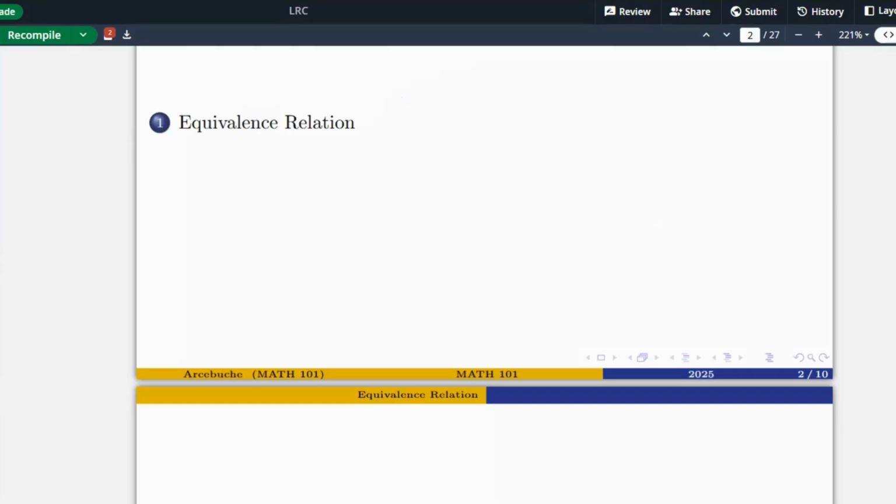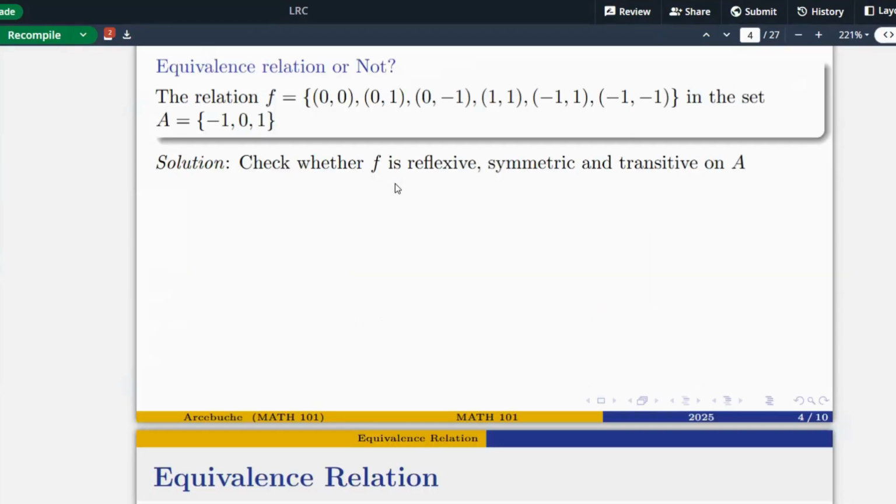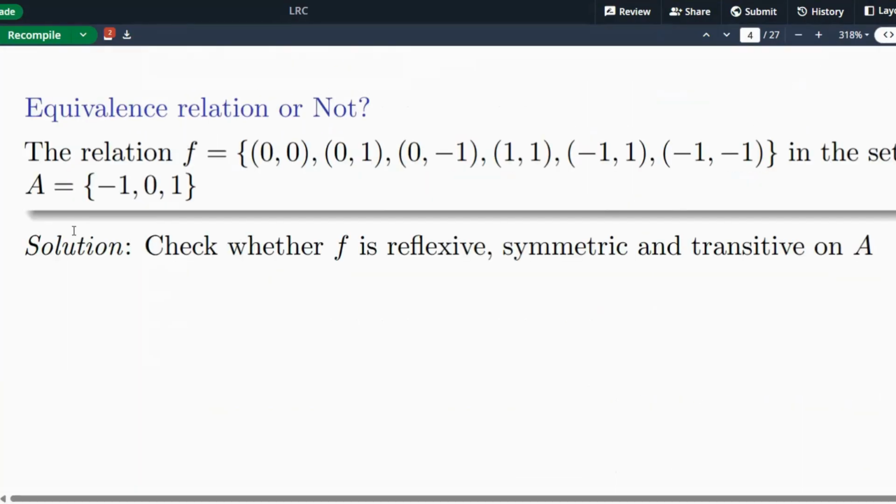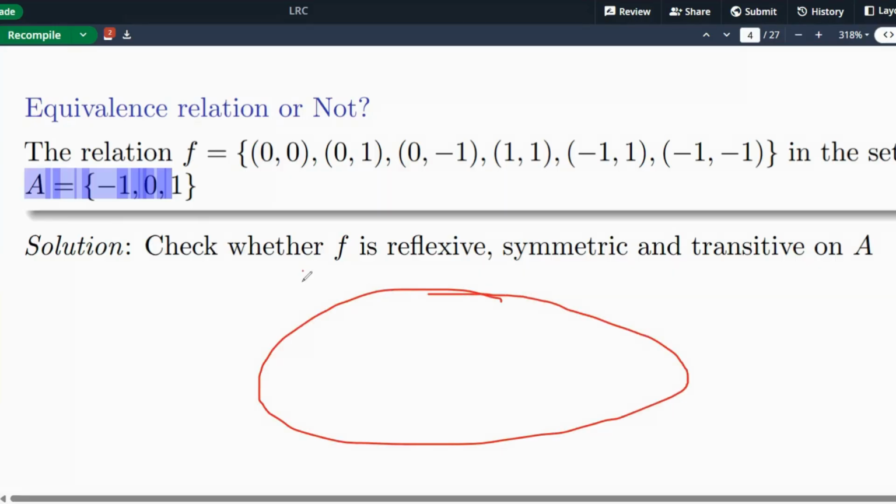So, ayun, let's proceed with examples. So yeah, ito yung set natin. So, yung tawag sa relation is F. Tapos, yung set mo is A. So, negative 1, 0, 1. So, to visualize, ito yung set A. Ang laman ni A is si negative 1. So, ito si negative 1. Ito si 0. Tapos ito si 1. So, yan lang yung laman niya.